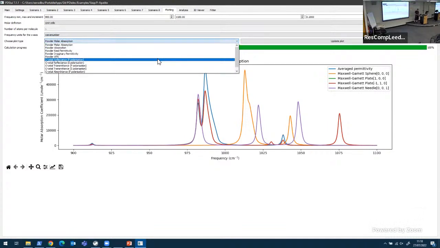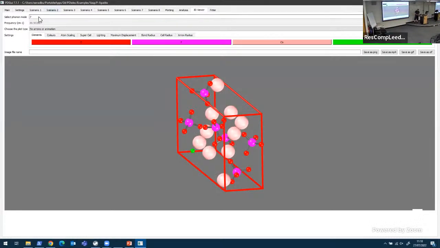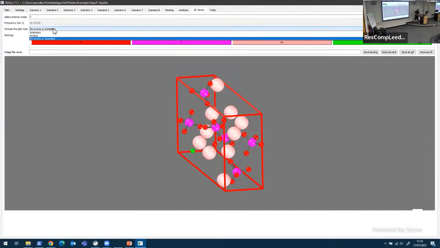And if I switch to my crystals, these two lines here are different thin films of crystal oriented at different angles. And this horrible line here is what you would get if you just took a thick slab of this material and fired a measurement beam into it. So again, it's completely different from the calculation, and you need to know where the calculation limits are and how to get to it. But also my favorite bit is that it also allows me to animate all my vibrational modes.